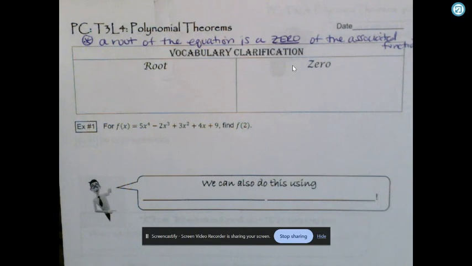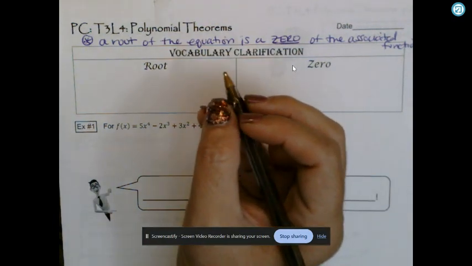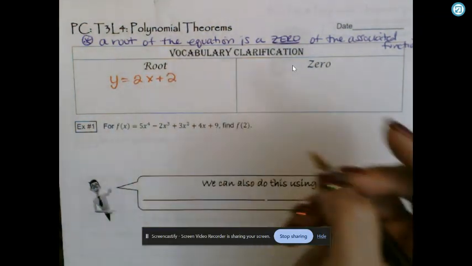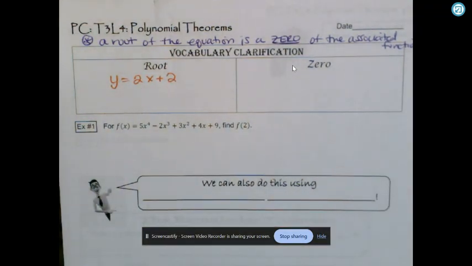All right, so when it asks for a root, if we have the equation y equals 2x plus 2, and we were to solve this out, then we would end up with -1 as a root.